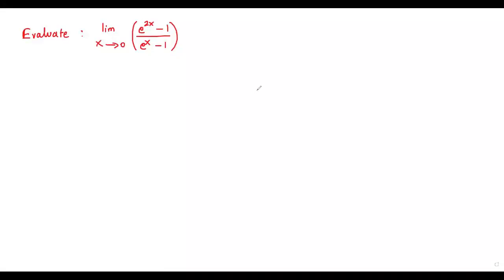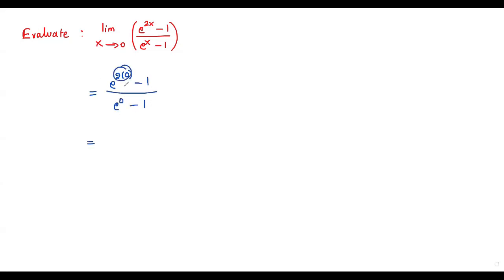Here we have a problem on evaluating limits. The limit as x approaches 0 of (e^(2x) − 1) over (e^x − 1). First, I'm going to directly substitute the given limit value for x. That is, I'm going to plug in 0 for x into the function. So then what will I get? e^(2·0) − 1 over e^0 − 1.